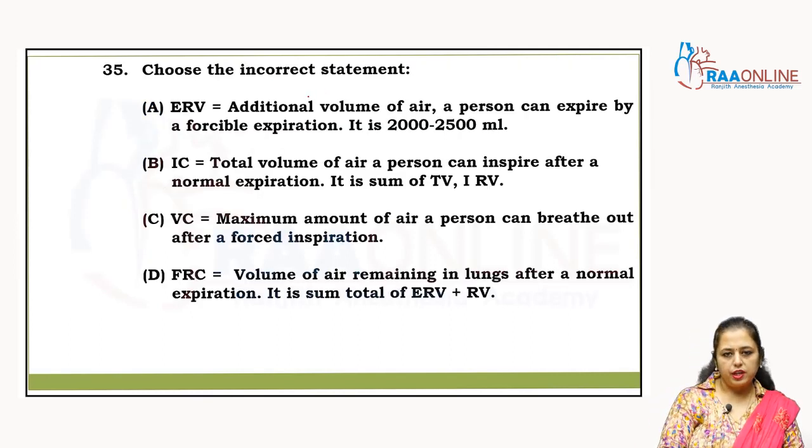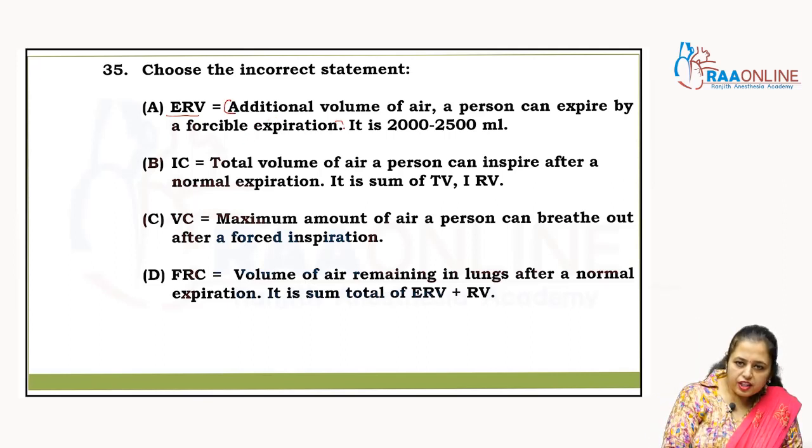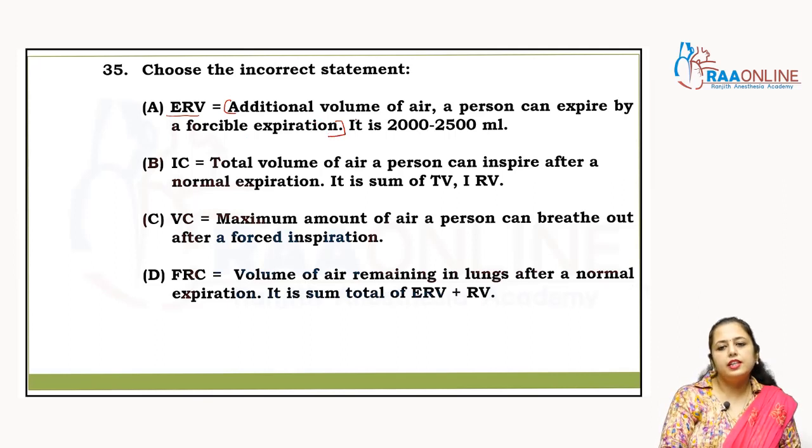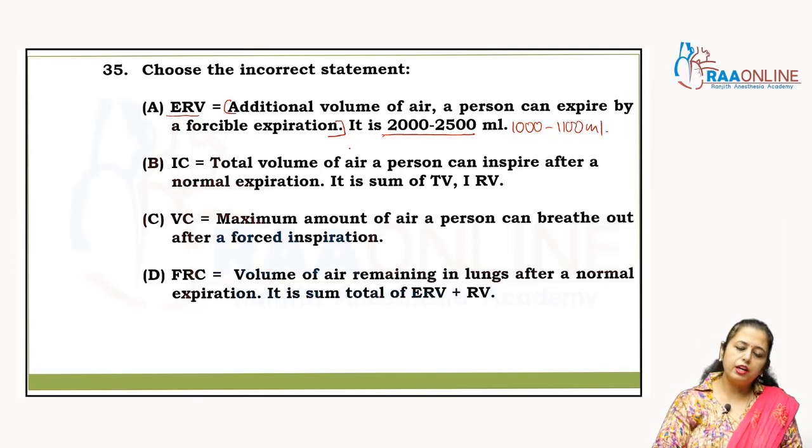Choose the incorrect statement, right? ERV, that is expiratory reserve volume, is the additional volume of air a person can expire by a forcible expiration. The definition is correct, but the amount is wrong, because its amount is 1000 to 1100 ml. It's not correct, it is incorrect.